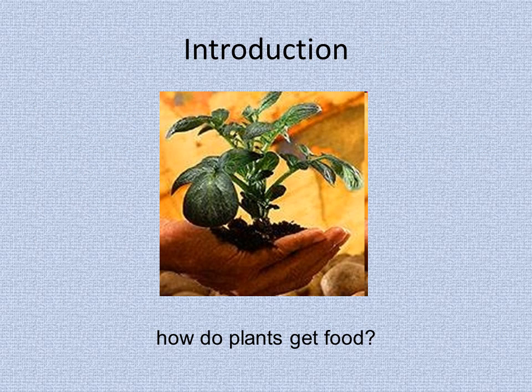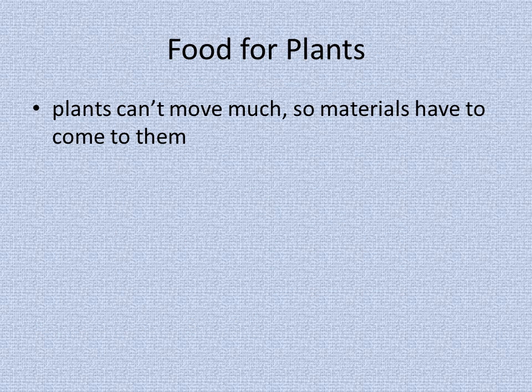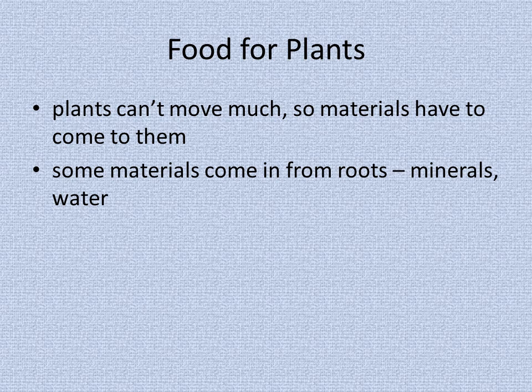How do plants get food? Plants have to have food come to them. They're rooted into the ground. They really can't move around. And a few plants eat insects. Most plants can't do this, but there are a few, the Venus flytrap and others, that can eat insects. But the insects have to come to them. Plants have to get the material to come to them.